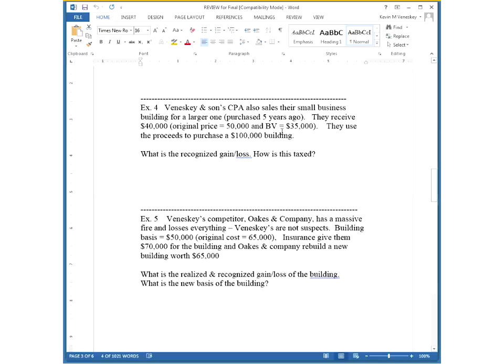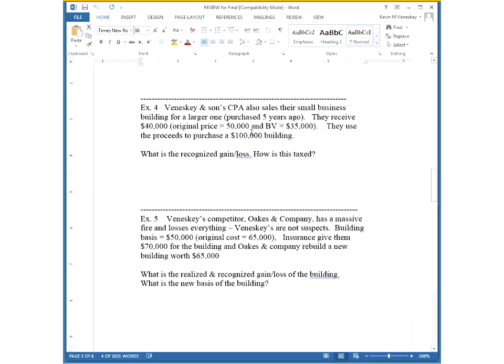Example 4. Okay, so we're going to sell their small business building for a larger one. So here we're actually having a sale, and then we're going to go buy a new building. So this is not necessarily going to be a trade. They received $40,000, and they used the proceeds to purchase a new building.